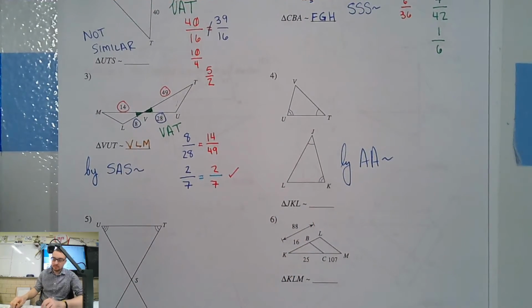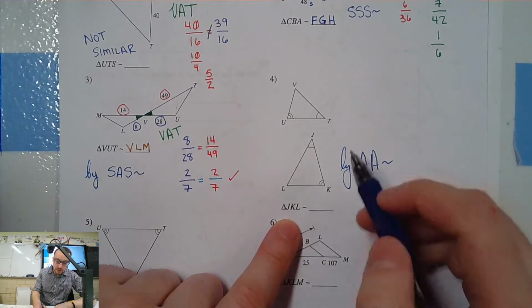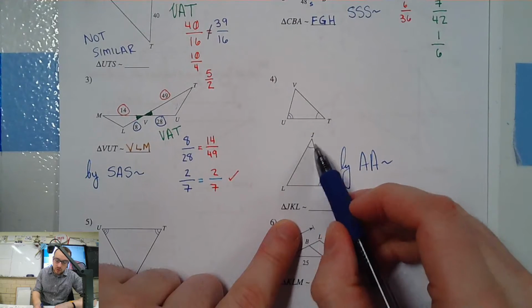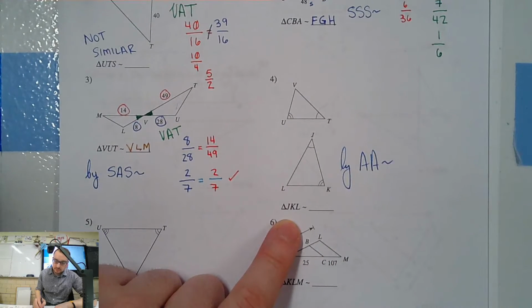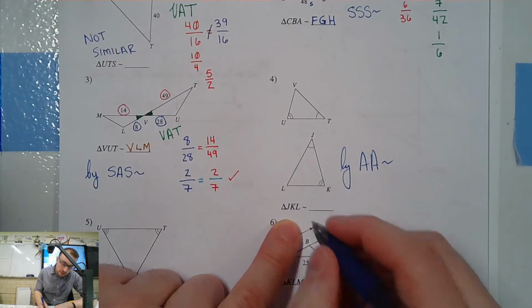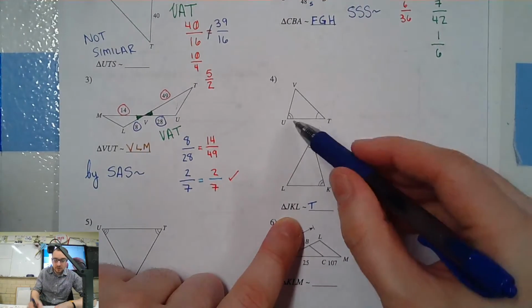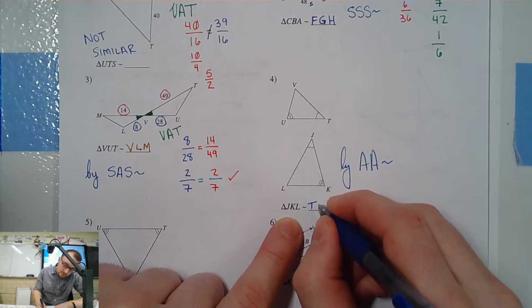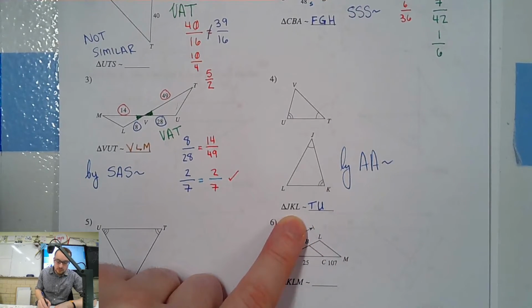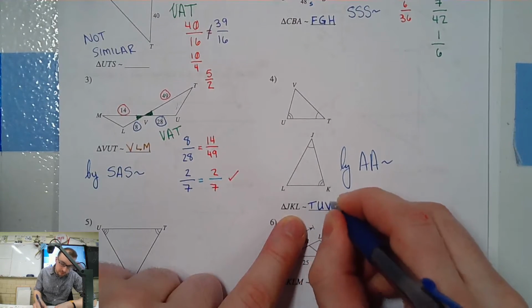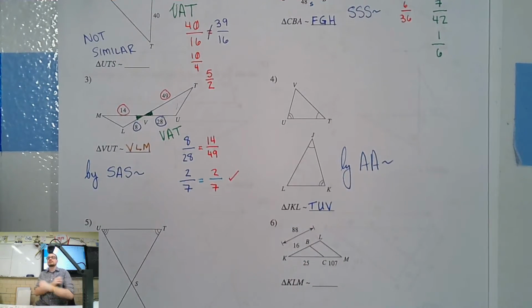Now let's match them up. Angle J goes with what angle in the other triangle? What do you think? T, right? And K is double barred, so it's going to go with U. And L's the leftover one, so it must go with V. Cool.